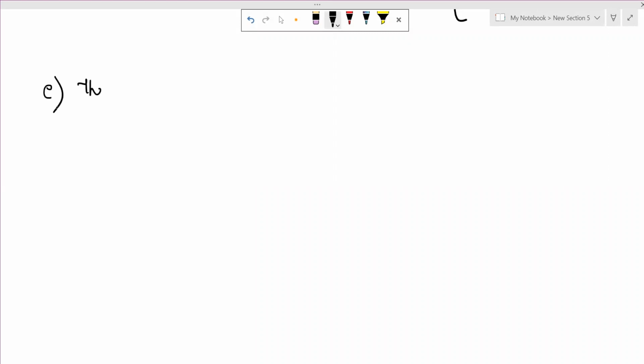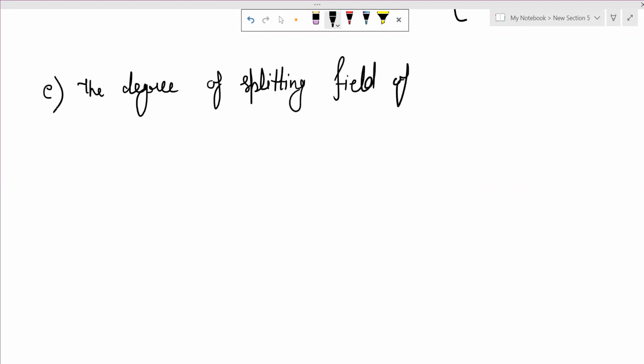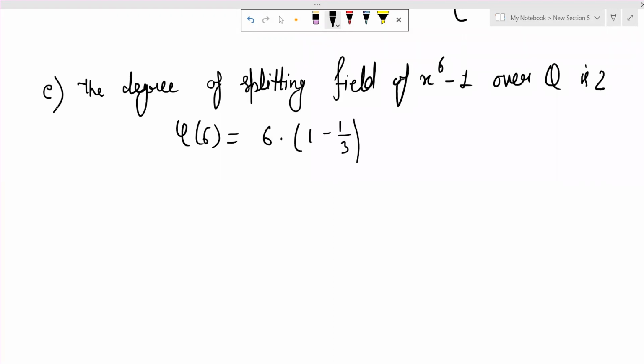The degree of the splitting field of x^q - 1 over Q. Yeah, but you can check by formula, right? According to that theorem, what should it be? Phi 6. What is phi 6? Phi 6 is 6 times (1 - 1/3) times (1 - 1/2), right? So 6 times 2/3 times 1/2. So it should be 2, right?